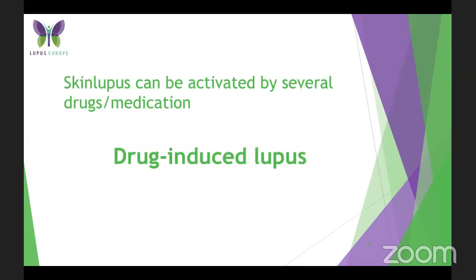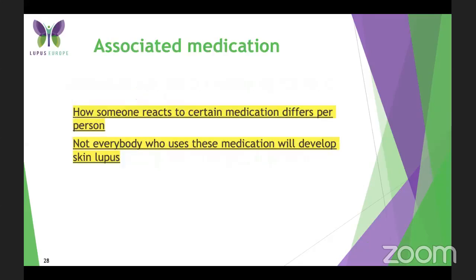So as I told you earlier, skin lupus can also be activated by several drugs and medication. And when this occurs, we call this drug-induced lupus. Next slide, please. How someone actually reacts to certain medication and develops lupus differs per person, and not everybody who uses the medication that I will present you later on will develop skin lupus. So it's difficult to say how somebody, but also who develops skin lupus while taking this medication. Next slide, please.